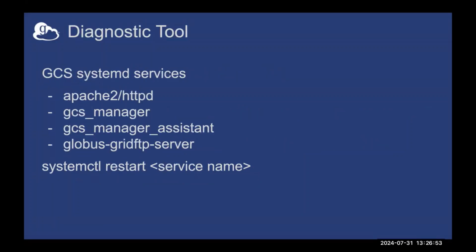Okay, so these first four services are the main things that we run out of systemd. Apache is the HTTP service that's kind of routing all the information to our other services. GCS Manager, that's where we run our own endpoints like that API info. That's what you talk to when you're going to create a collection or a gateway or credentials or any of that stuff. That's our REST application. Assistant I talked about, and Globus GridFTP server.